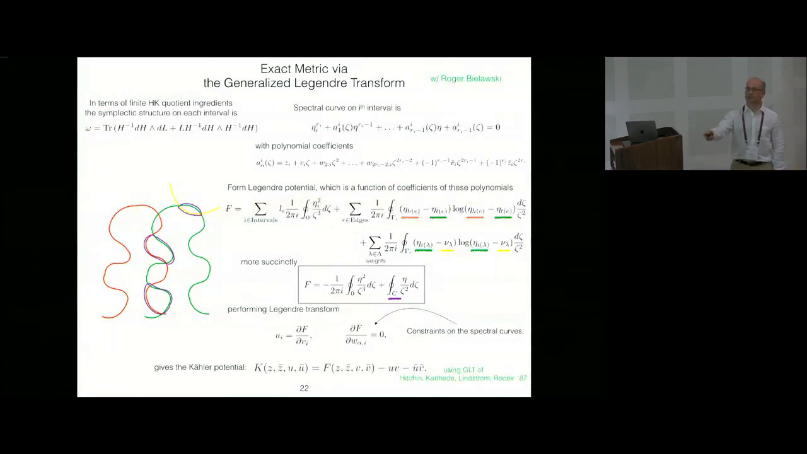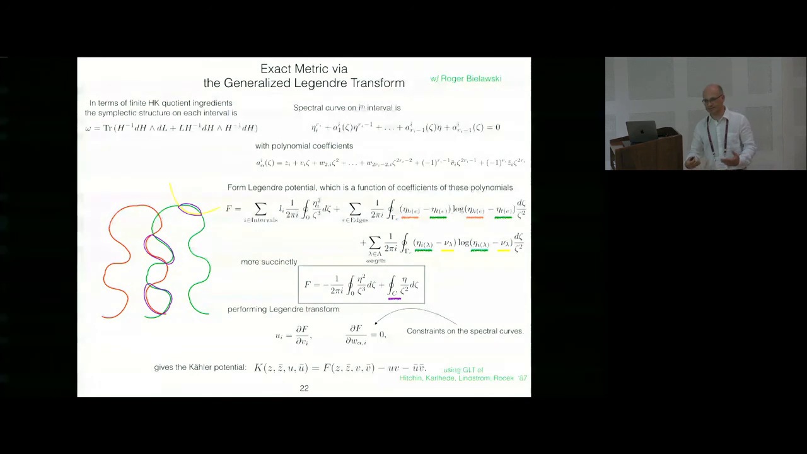So if you like, you can view this whole thing as one curve, and you look at its basis of pi1, of its cycles, its symplectic basis, look at half of it, and then write this integral. Then you perform the Legendre transform for this f, with respect to these interior coefficients. It is put to 0, so df/dw is all 0. These are constraints for our spectral curves.